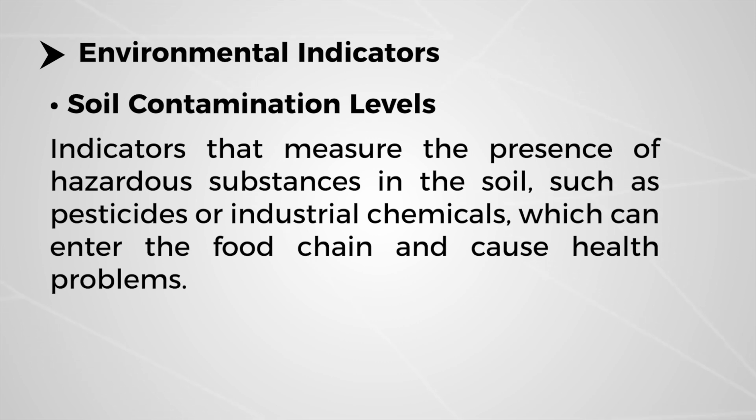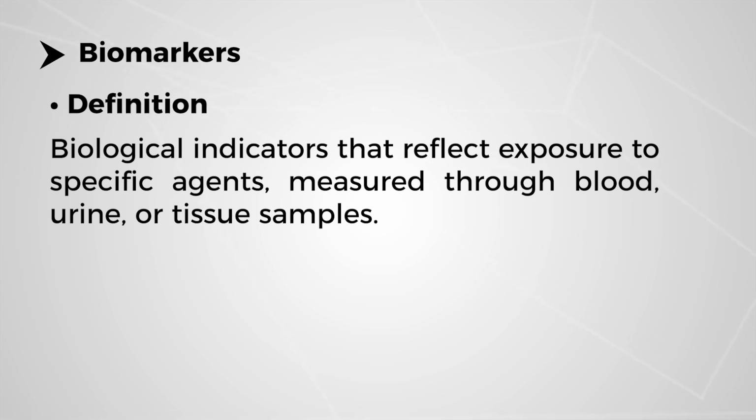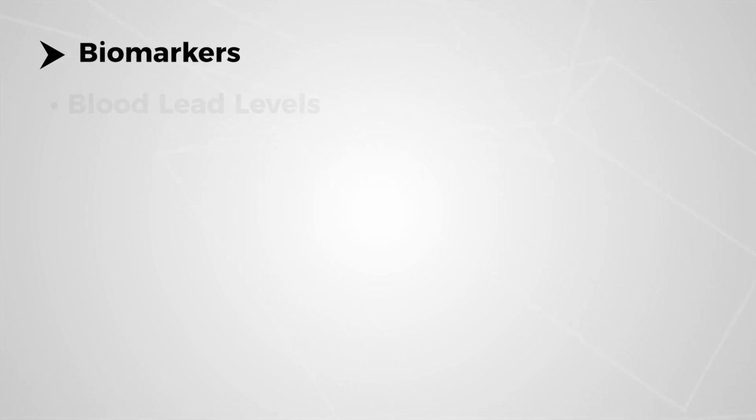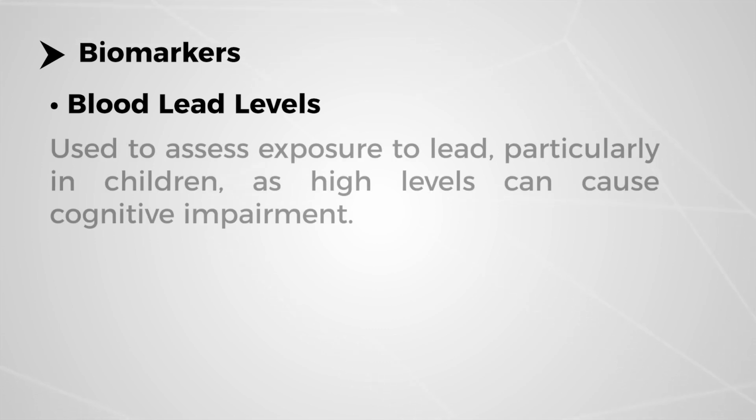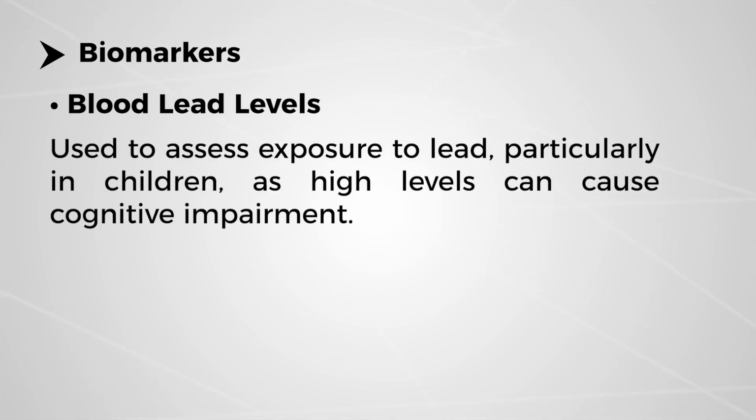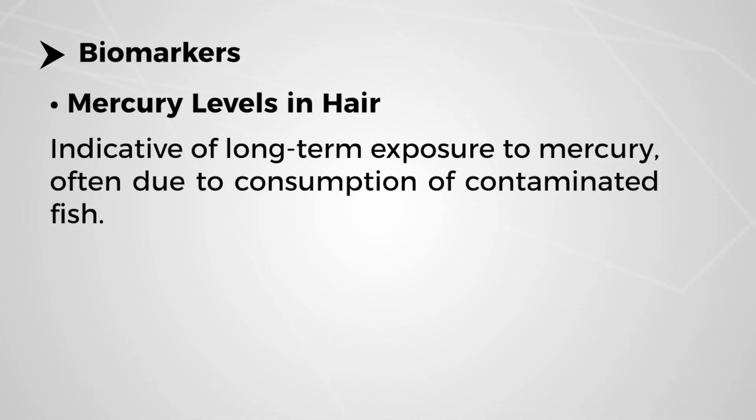Then we have biological indicators that reflect exposure to specific agents, measured through different types of blood, urine or tissue samples. Examples are blood lead levels, used to assess exposure to lead particles, particularly in children, and a high level can cause cognitive impairment. Another factor is mercury level in hair, indicative of long-term exposure to mercury, often due to consumption of contaminated fish, for example.